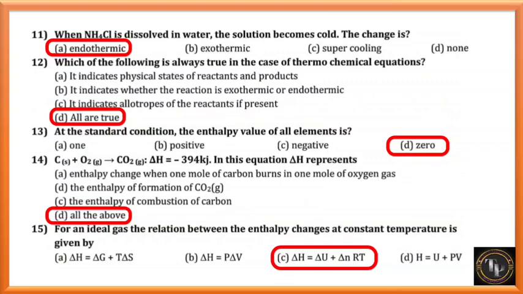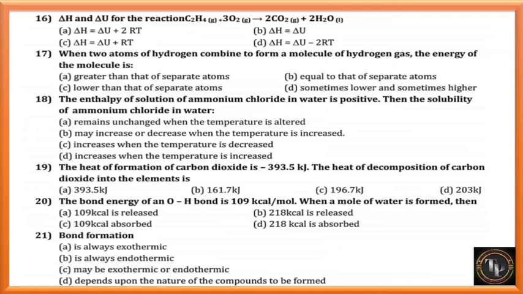For an ideal gas, the relation between the enthalpy change at constant temperature is given by delta H equal to delta U plus delta nRT. Delta H indicates change in enthalpy, delta U change in internal energy, delta n indicates number of gaseous product minus number of gaseous reactant. R is gas constant, T is temperature. Delta H, delta U for the reaction. Delta H equal to delta U minus 2RT. Delta H equal to delta U minus nRT is there.